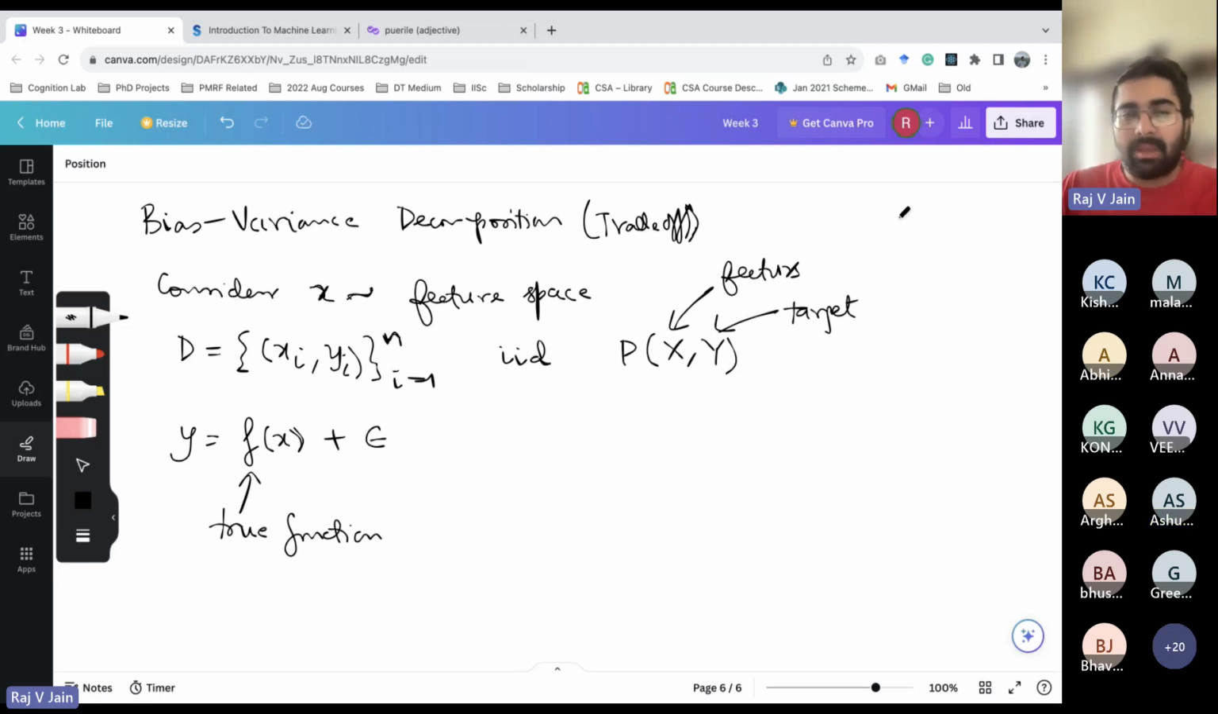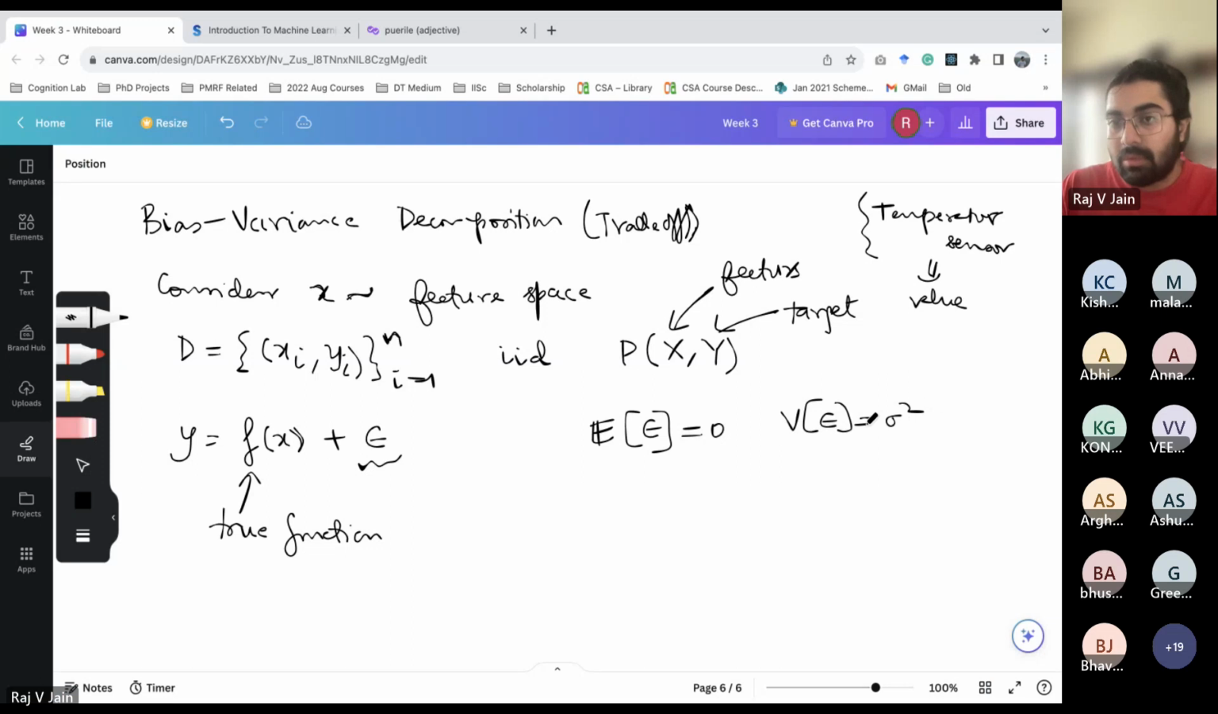You can imagine this to be something like, for example, a temperature sensor. It will use your surrounding heat to understand what the temperature is, and it'll give out a value. So the true functioning of this is f of x, but as we already know, any system in the world is not perfect. This will have some noise inherent in it that is captured by this epsilon variable. And what we assume additionally is that this epsilon variable has zero mean and some fixed variance.